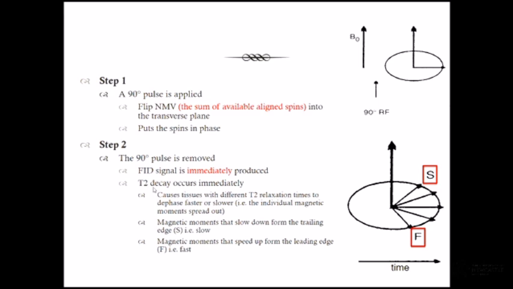Okay, so T2 decay occurs immediately, causing tissues with different T2 relaxation times to dephase faster or slower. So here's our faster, our slower. Magnetic moments that slow down will form the trailing edge, that's our S here, and those that speed up will be our fast edge.